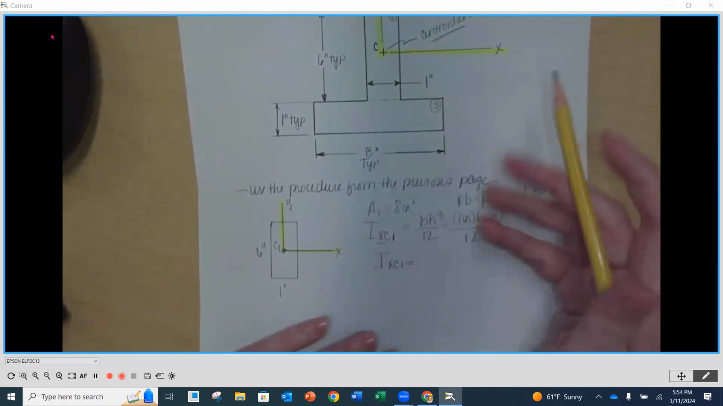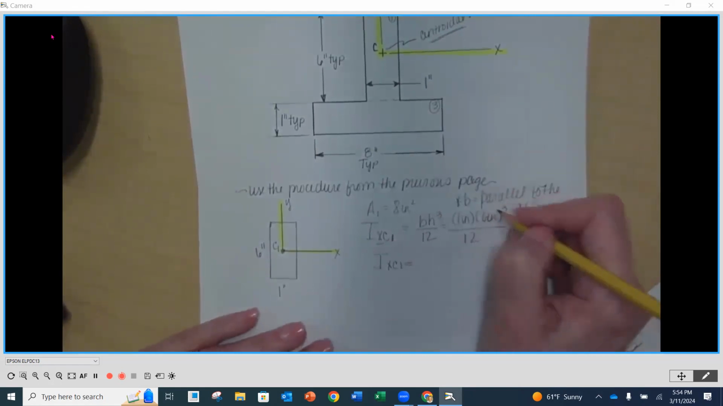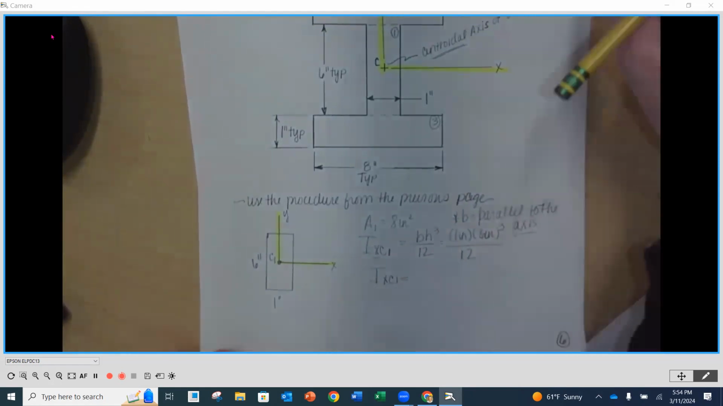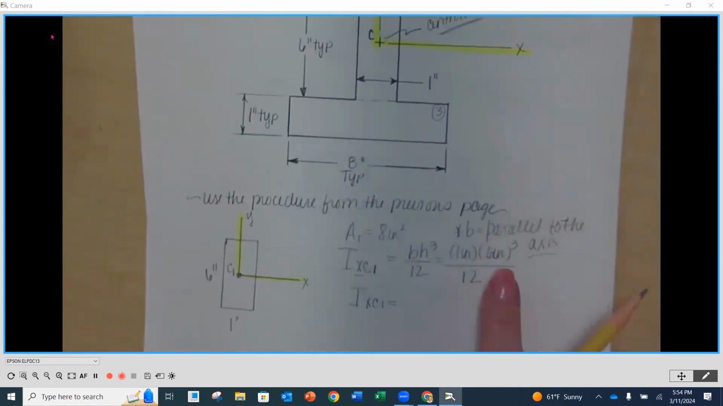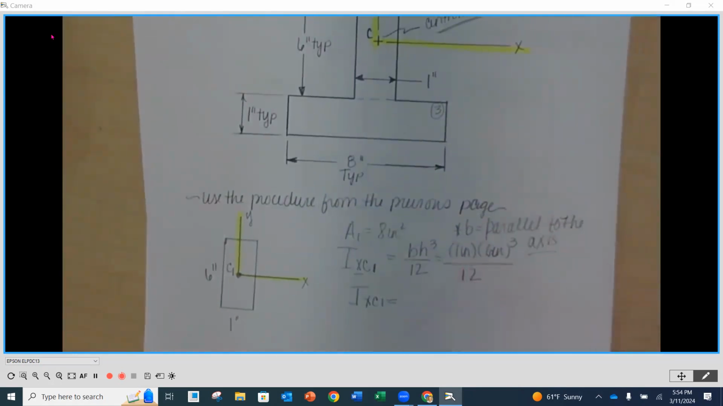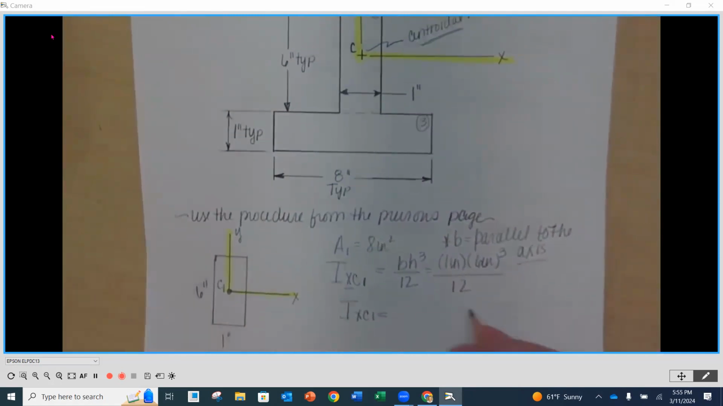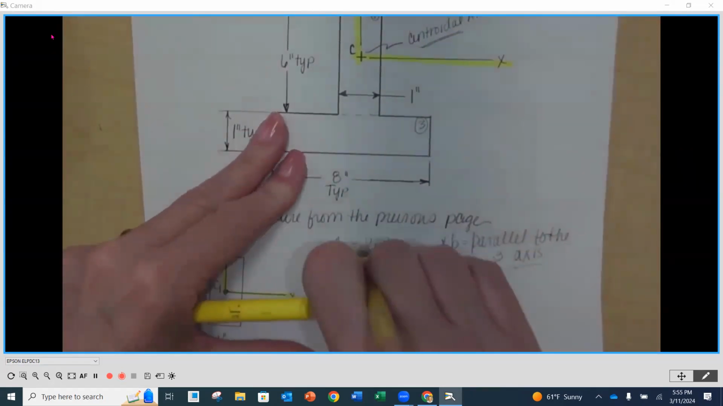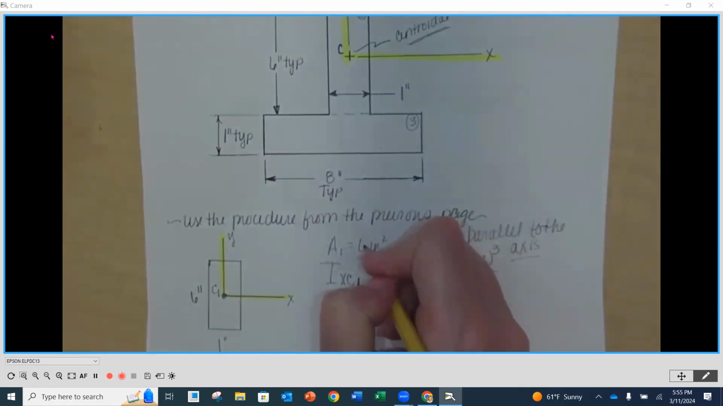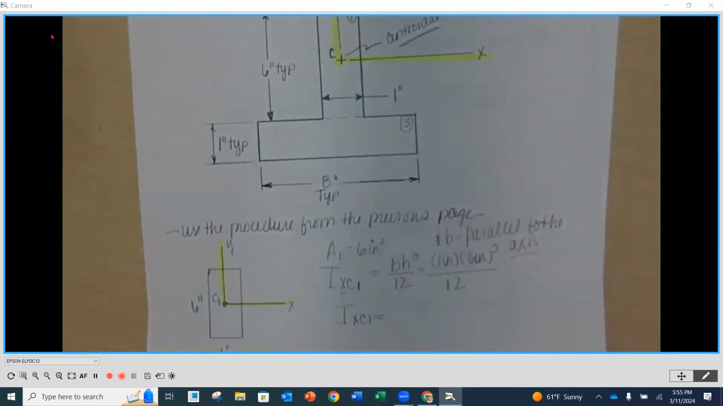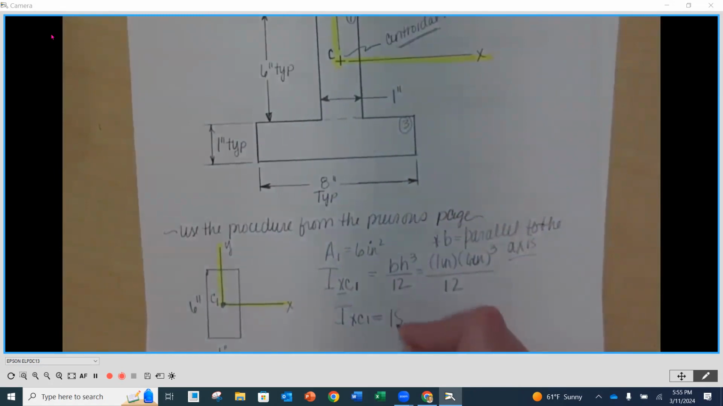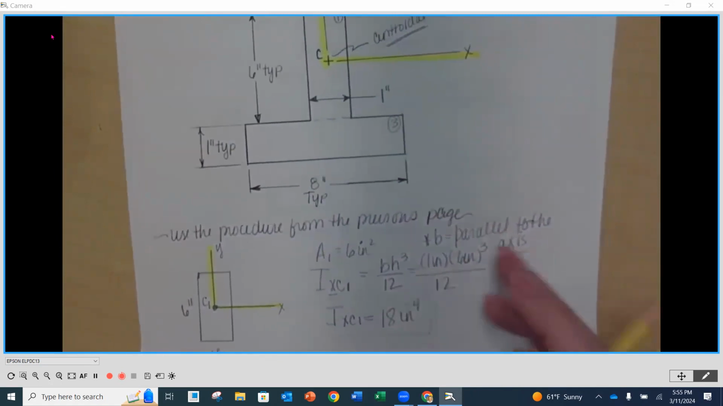6, 6. So 6 cubed times 1 divided by 12. What do we get? What was that? It should be 6 then. Yes. Thank you, Jack. And did you get 18 inches to the 4th? Inches to the 4th.